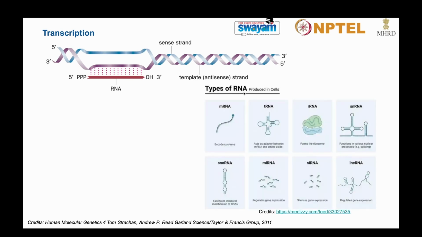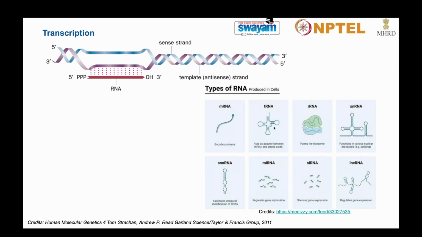Now there are different kinds of RNAs. As I was mentioning earlier about genes, genes are coding for RNAs. Not all RNA will be protein coding, so there are different types of RNA. First is mRNA, that is messenger RNA. It got its name as messenger RNA because it is carrying a message. It codes for protein.